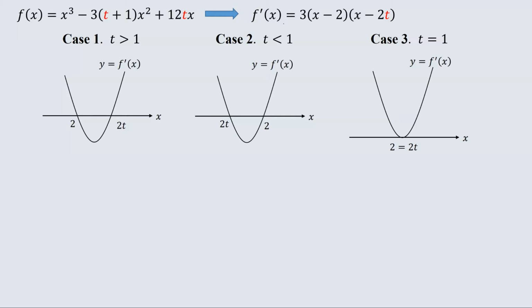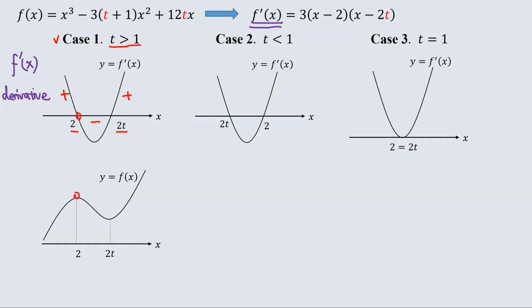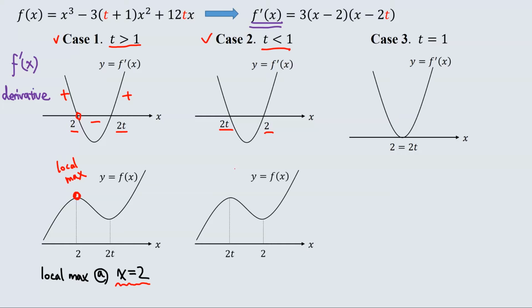So these are all 3 possible cases for the graph of f prime of x, the derivative. Case 1 is when 2t is greater than 2, so t is greater than 1. The sign of the derivative is positive here, negative here, and positive here. So the graph of y equals f(x) looks like this, and you can see that the local maximum occurs at x equals 2. Case 2 is when 2t is less than 2, so t is less than 1. In this case, the graph of f(x) looks similar, but now the local maximum occurs not at x equals 2, but at x equals 2t.